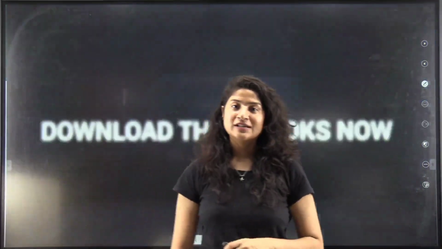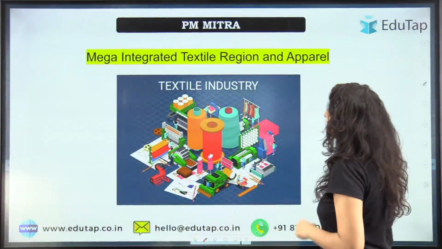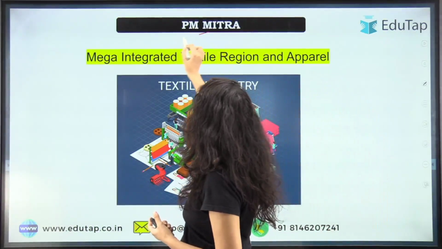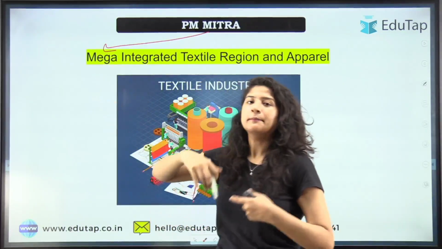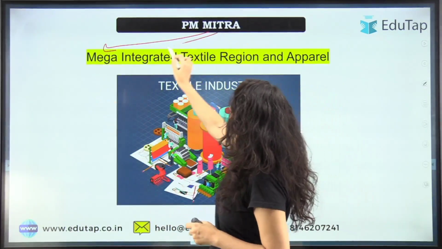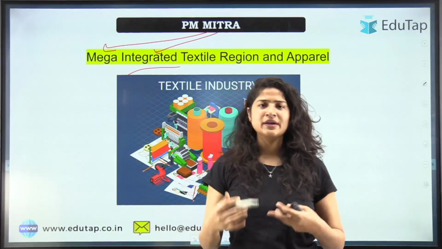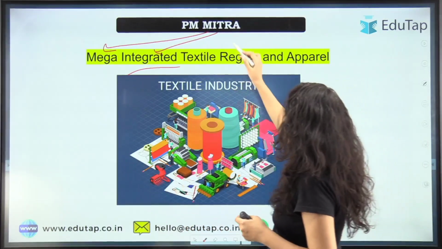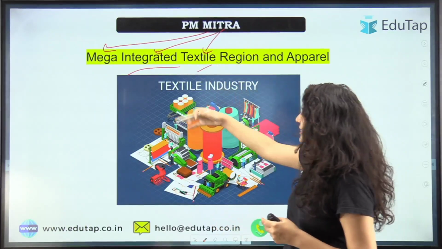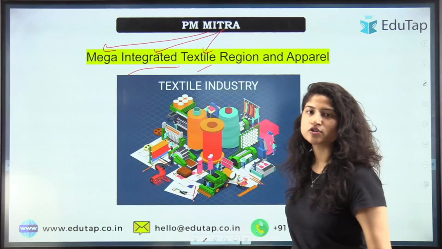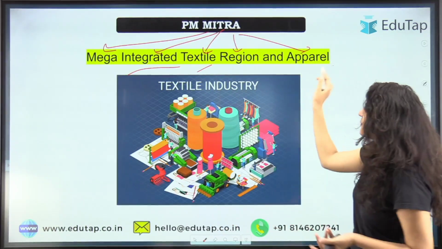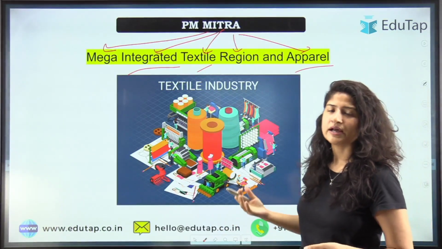Now let's start with today's session, and today we are talking about PM MITRA, which in itself has a full form. So here M stands for mega. Mega means big, right? I stands for integrated. Integrated means a mix of more than one thing. So that is the integration that we are talking about. T stands for textile. Textile is basically the clothing industry that we are talking about. Then we have region, which is easier to understand, and apparel. Apparel again means clothes that are being made.